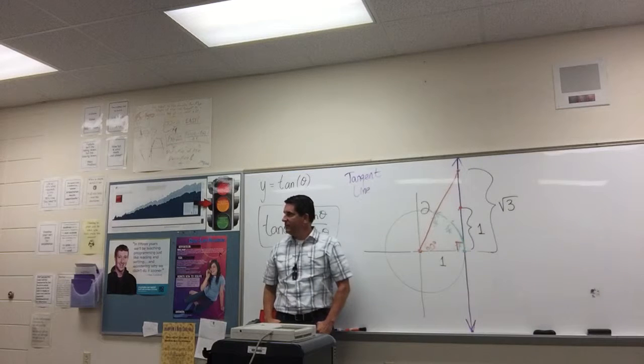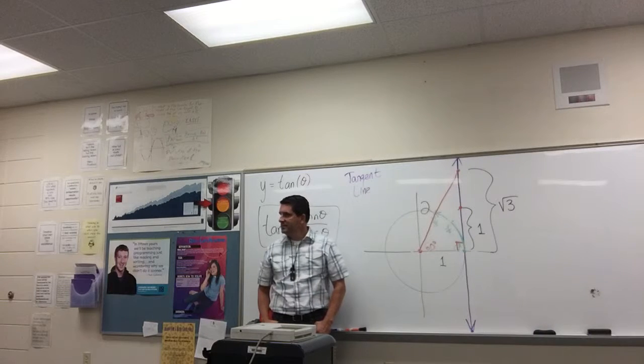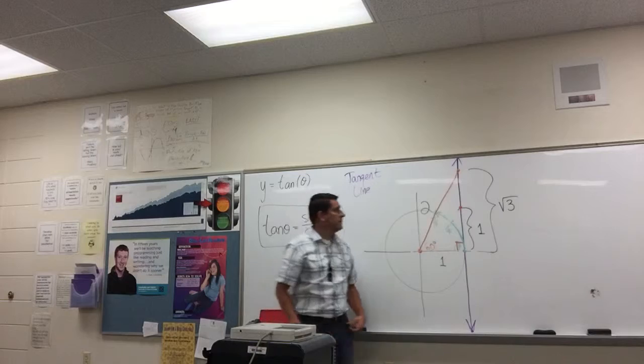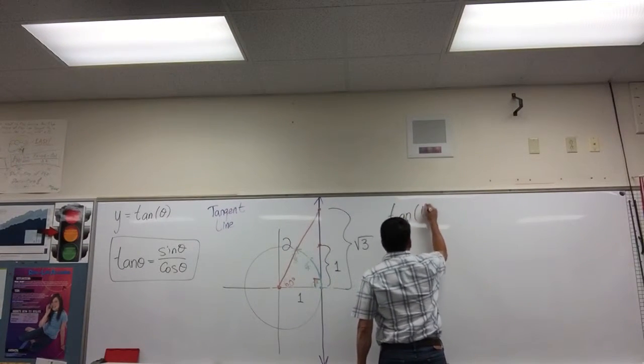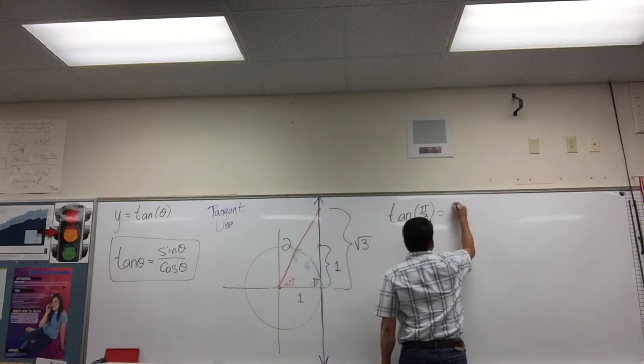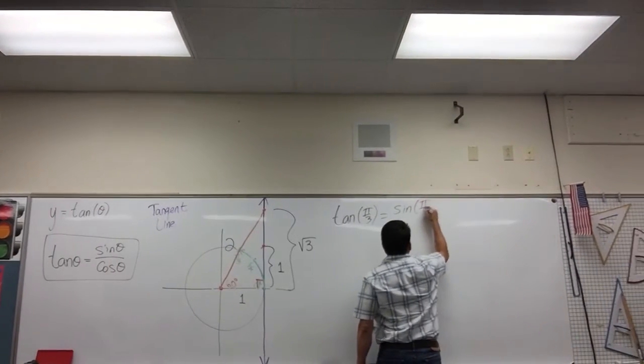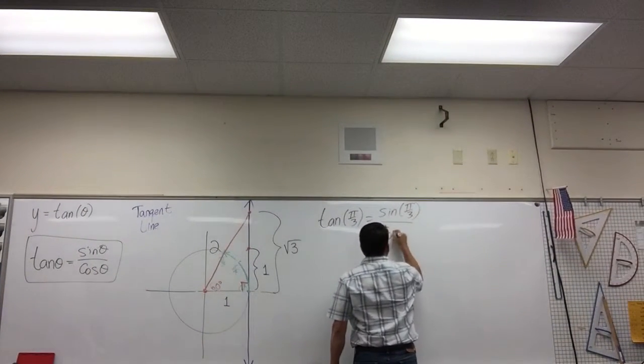Tangent? Tangent of what? Let's try it. This was pi over 3, so watch this. The tangent of pi over 3 is equal to the sine of pi over 3 divided by the cosine of pi over 3.